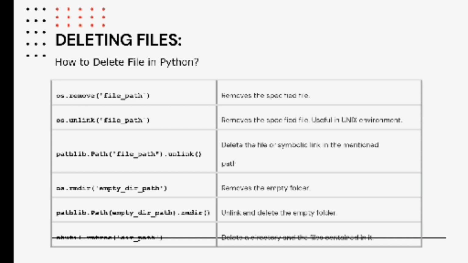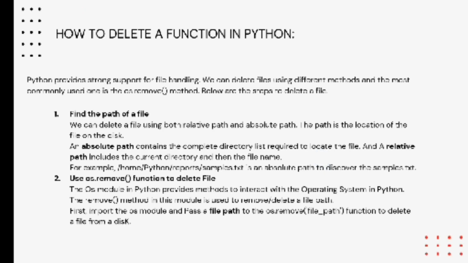pathlib.Path(file path).unlink(). This method deletes the file or symbolic link in the mentioned path. os.rmdir removes the empty folder. pathlib.Path unlink can also delete the empty folder. shutil.rmtree deletes a directory and the files contained in it.